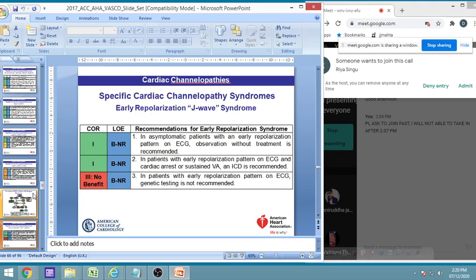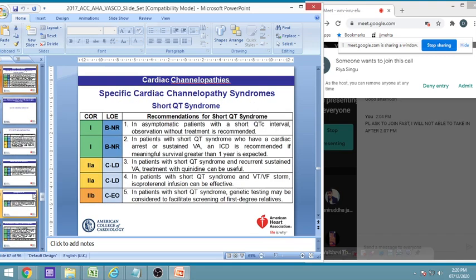Again, check it. If asymptomatic, observation without treatment is okay. If the patient with an early repolarization pattern on ECG has cardiac arrest, then ICD is recommended. When the early repolarization pattern on ECG is there, genetic testing is not recommended.